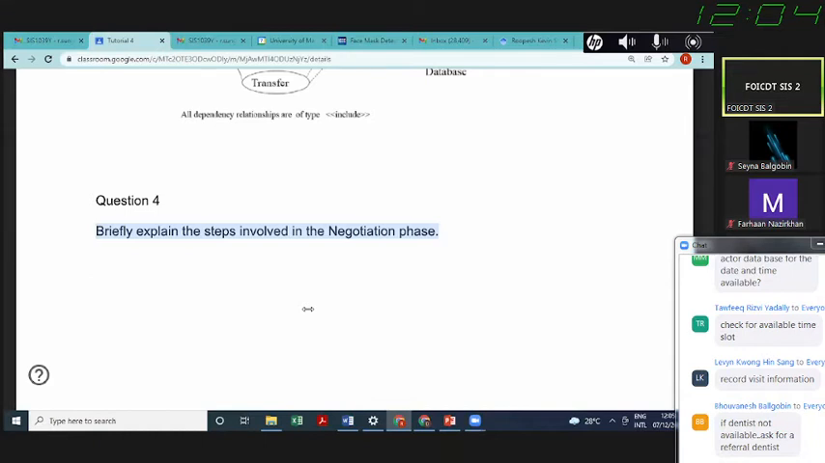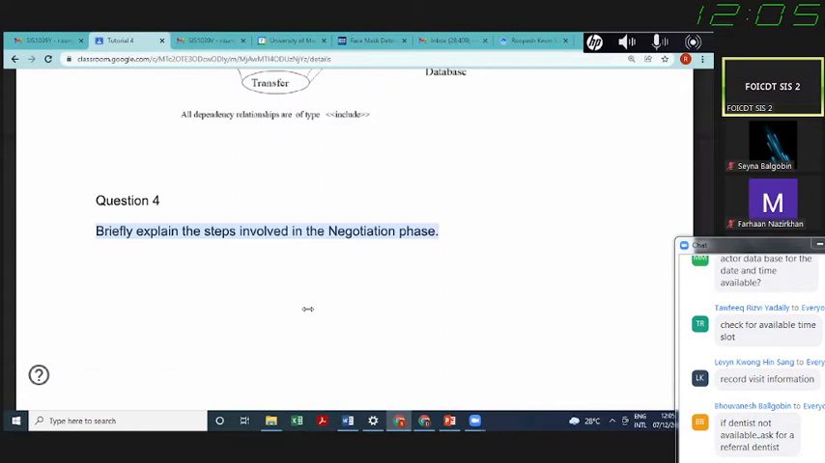If the dentist is not available, ask for a referral dentist. Yes, we can talk about this. This can be one possible outcome of the scenario. Update calendar of the scheduling, yes. After the receptionist has confirmed a specific schedule, we need to update the agenda or the calendar of the dentist. Yes, good, Rushta.